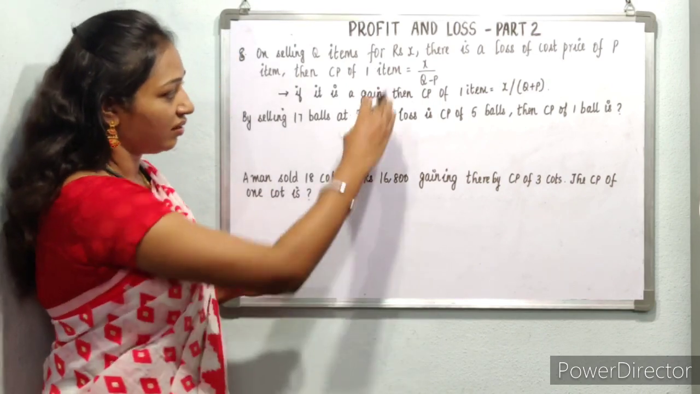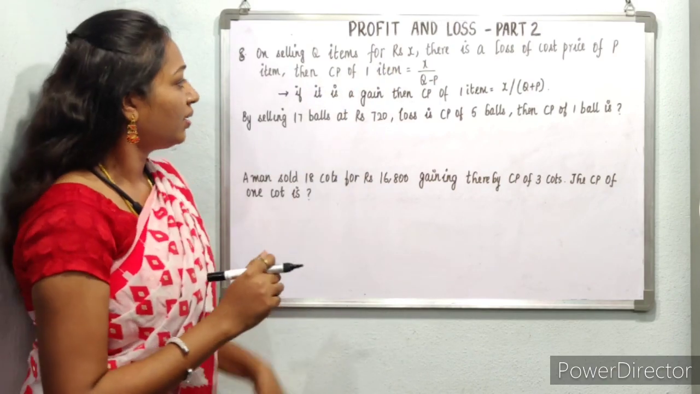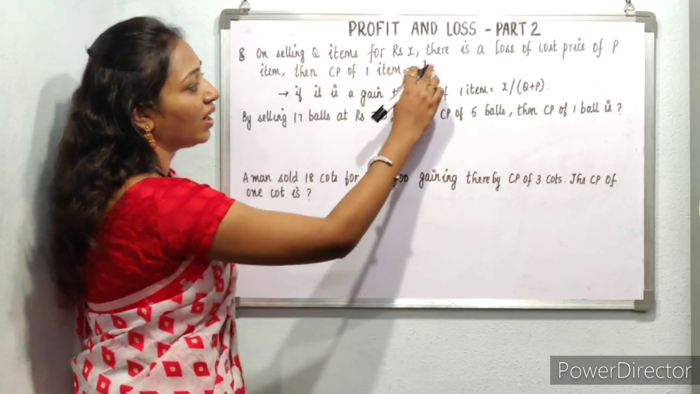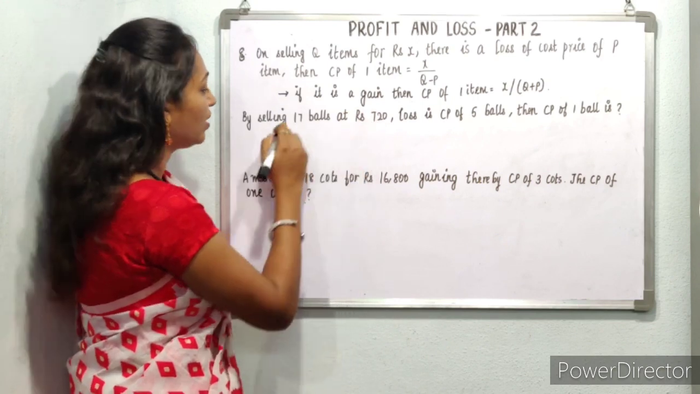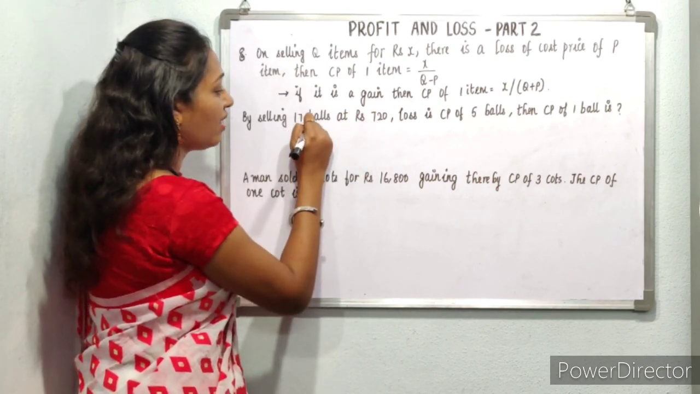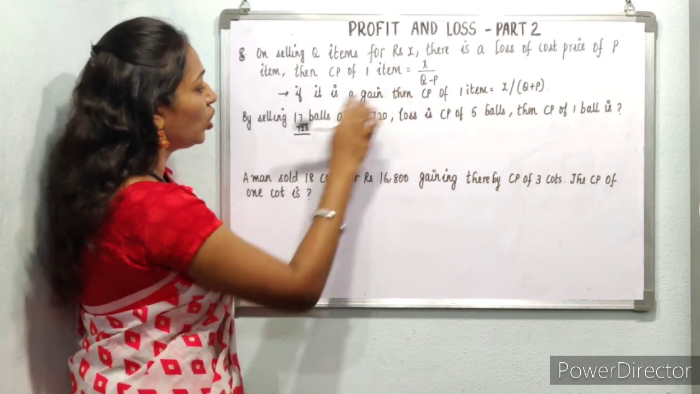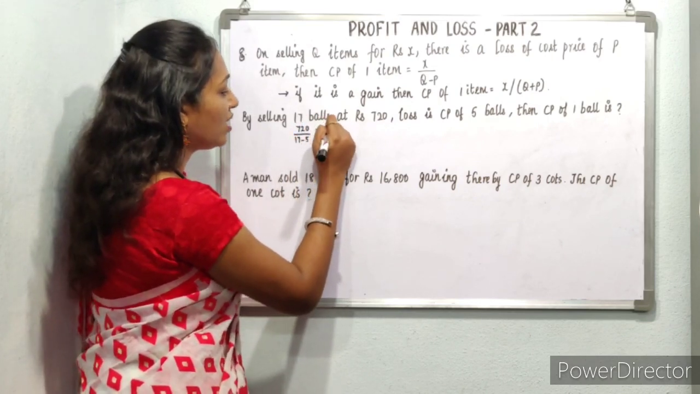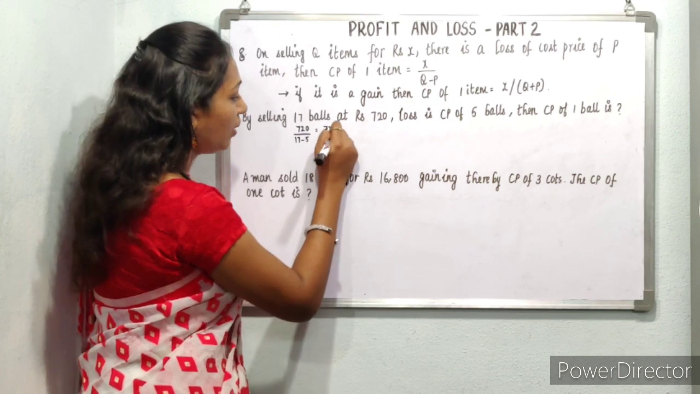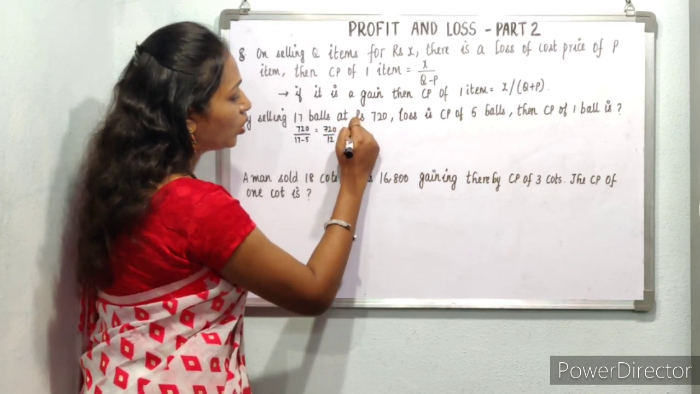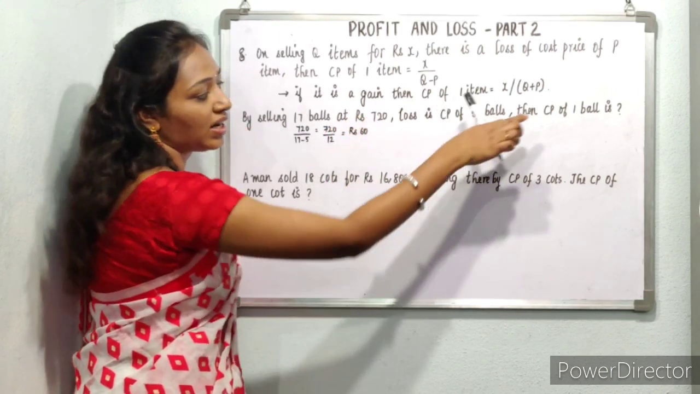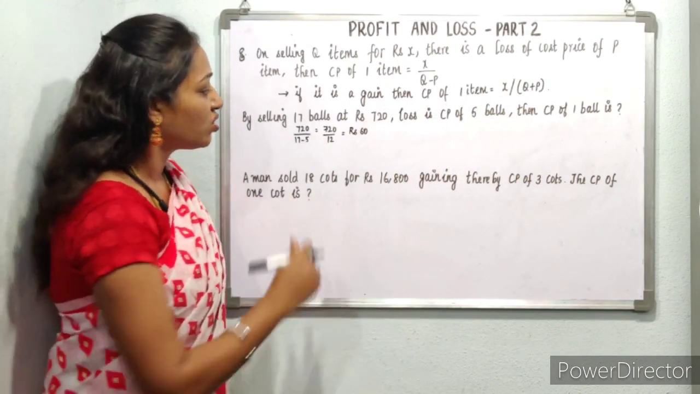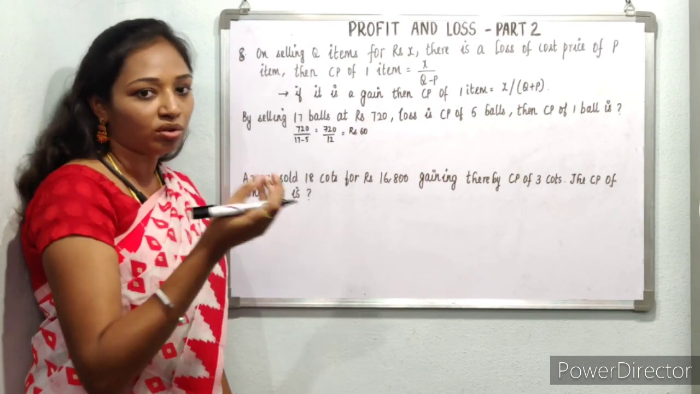Okay. Now I'll show you the shortcut method. For the cost price of 1 ball, X is the value, the rupees. So we can write directly 720 divided by Q, which is 17, minus the value of P, which is 5. So we have 720 divided by 12. So we'll get rupees 60. So the cost price of 1 ball is rupees 60. So this is the shortcut method. It just took 5 seconds.